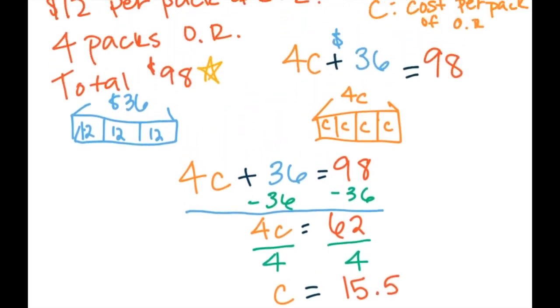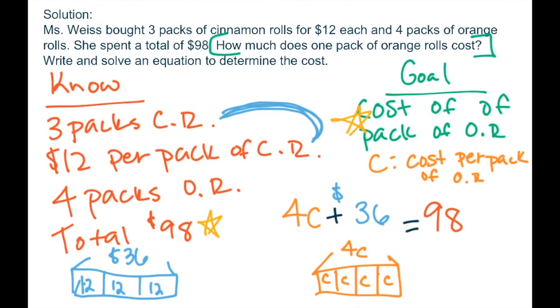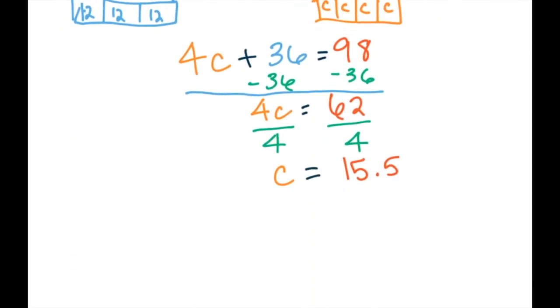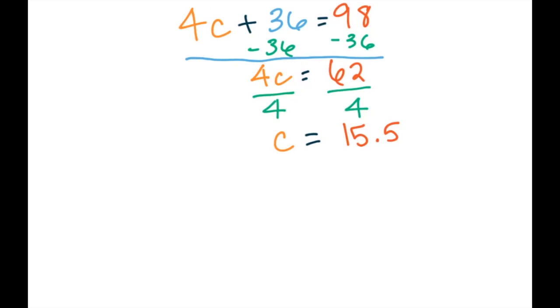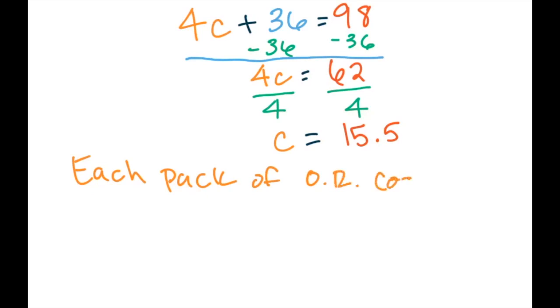But if we go back up and look at our question, we were trying to figure out how much does 1 pack of orange rolls cost. And we used C to represent the cost per pack. So the C equals 15 5/10. What that actually means is that each pack of orange rolls cost $15.50.